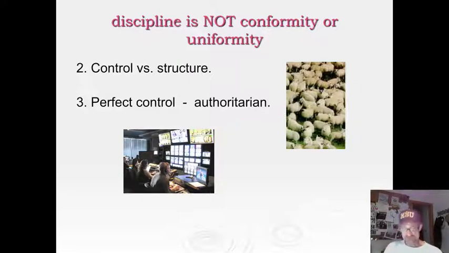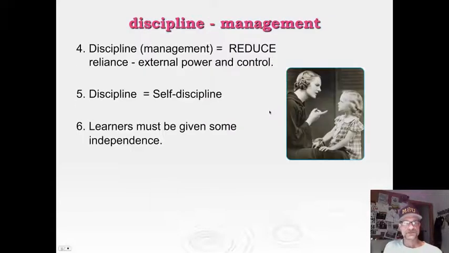Perfect control usually means authoritarian. If there's perfect control, that means external control. Students sit quietly. They are kept busy. They are passive and compliant. And that's not a good learning environment. That's not a good society either. Discipline means actually reducing the reliance on external power and control. Again, think of societies where control is imposed externally. Think of North Korea versus a society that has some rules, but lots of freedom and empowerment.